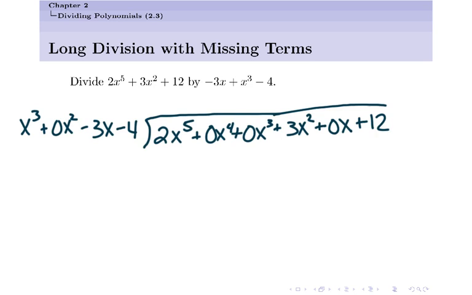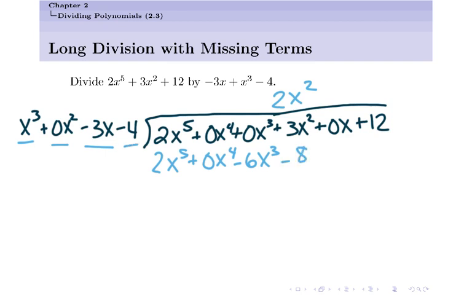All right, hopefully you were able to finish. 2x to the 5th divided by x cubed is going to give me 2x squared. 2x squared times this is going to give me 2x to the 5th. 2x squared times this is going to give me 0x to the 4th. If you don't feel like writing the x to the 4th and you just want to write it as 0, that's completely fine too. 2x squared times negative 3x gives me negative 6x cubed. 2x squared times negative 4 gives me negative 8x squared. See how they're all in a nice line.